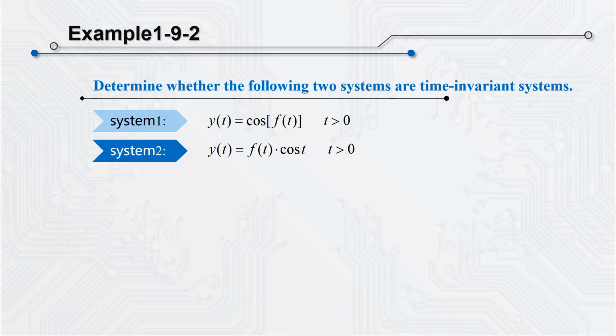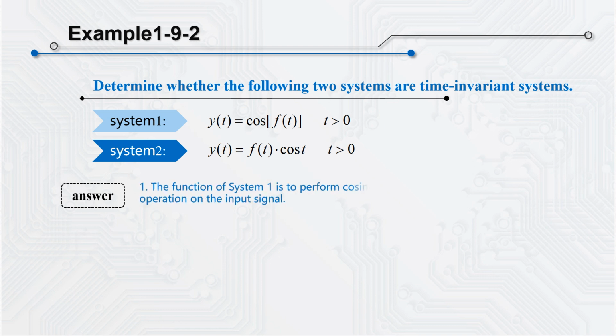Let's look at another example. Determine whether the following two systems are time invariant systems. For the first system, the rule of system 1 is to do a cosine calculation on the input signal, according to the rule of time shift first, and then system operation.